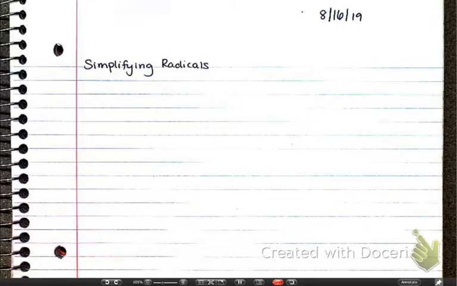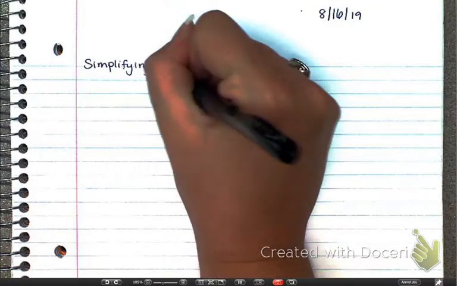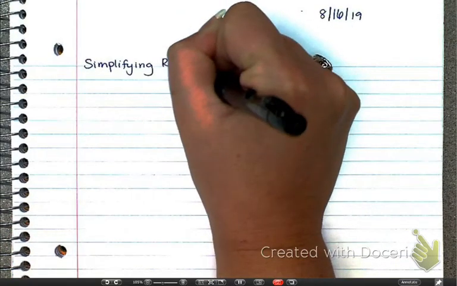So we are going to look at simplifying radicals today. This may be new information to some extent. You've probably seen a radical or you know it as a square root. Does that word sound familiar? Okay, so radicals, we're going to specifically focus more on square roots.